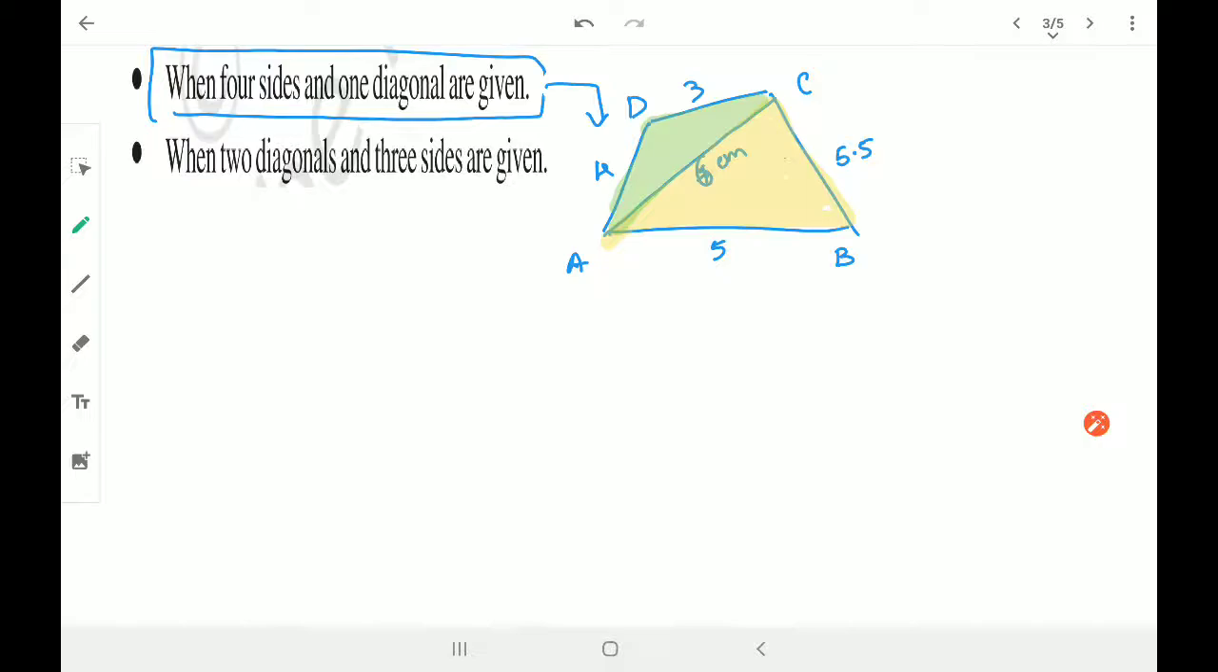So what I have to do basically is construct only two triangles. That's it. If I construct two triangles, then my task is done for the quadrilateral. So let's understand how I can do that. First of all, draw AB.